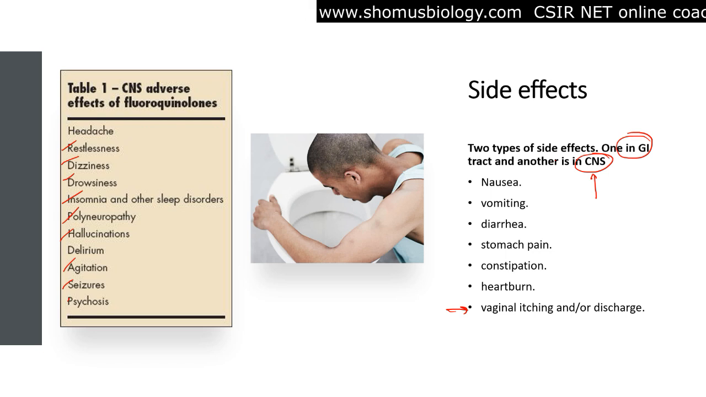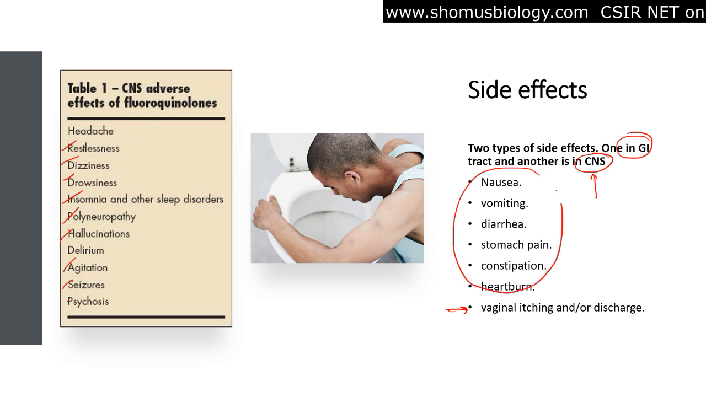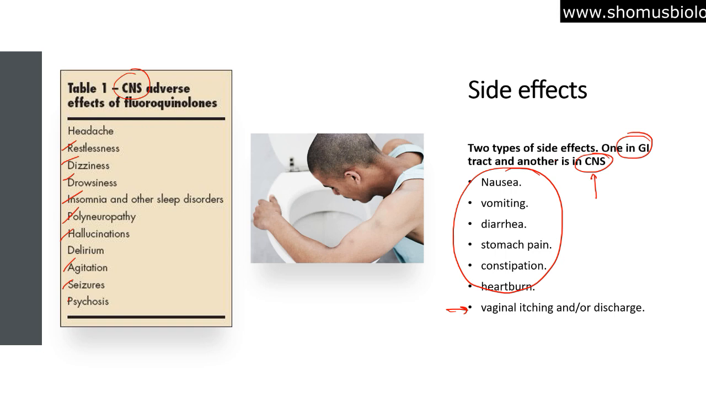The CNS kind of side effect is not that common, it's rare though. The more common side effect is gastrointestinal, which is well tolerated and can be managed quite well. But if we use this for a long time and beyond the recommended dosage, it can cause some CNS problems, which are reversible in nature. Okay, so this is all about fluoroquinolone antibiotics.